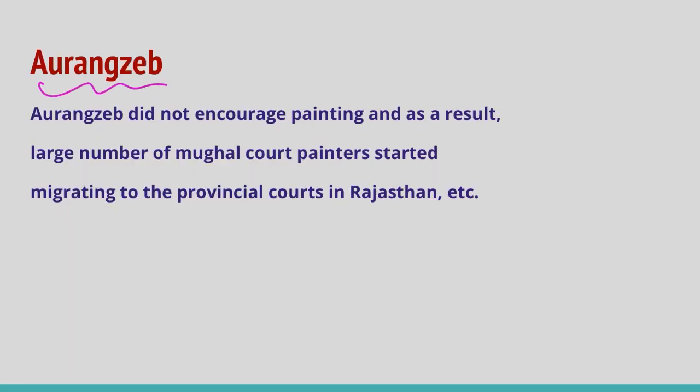Aurangzeb did not encourage painting. As a result, a large number of Mughal court painters started migrating to provincial courts in Rajasthan and so on. Hence, during the period of Aurangzeb, there was a sharp decline in the activities of painting.